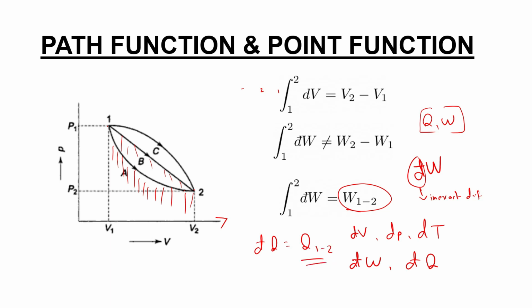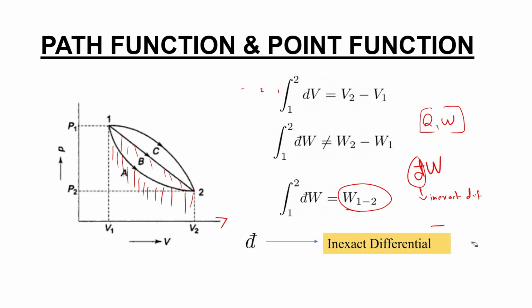So these are the various ways. And note that Q and W are path functions. And this δ is called the inexact differential. This is called the inexact differential. So this is used only for path functions. We use this for path functions.